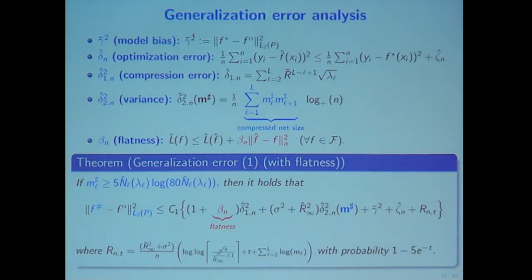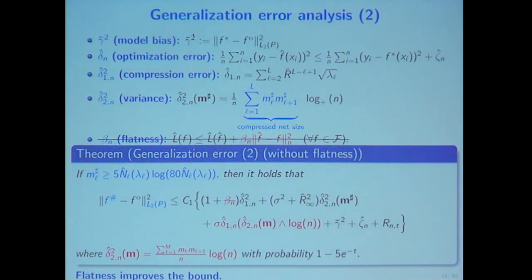If lambda L is very small, then delta 1n is very small. But on the other hand, if lambda L is small, then the degree of freedom can be large. In this situation, m sharp should be large because of these conditions. So then delta 2n m sharp could be large. So there is a bias and variance trade-off between the first term and the second term. If we balance these two terms, then we get a good generalization error bound.